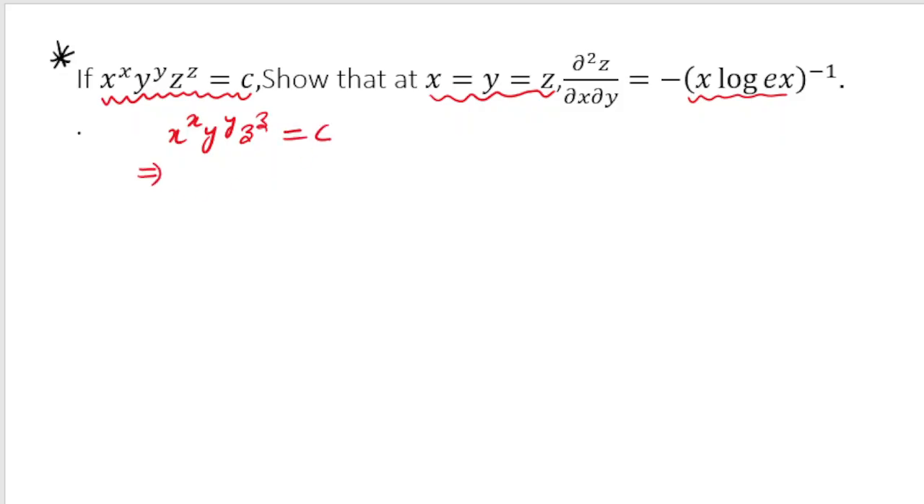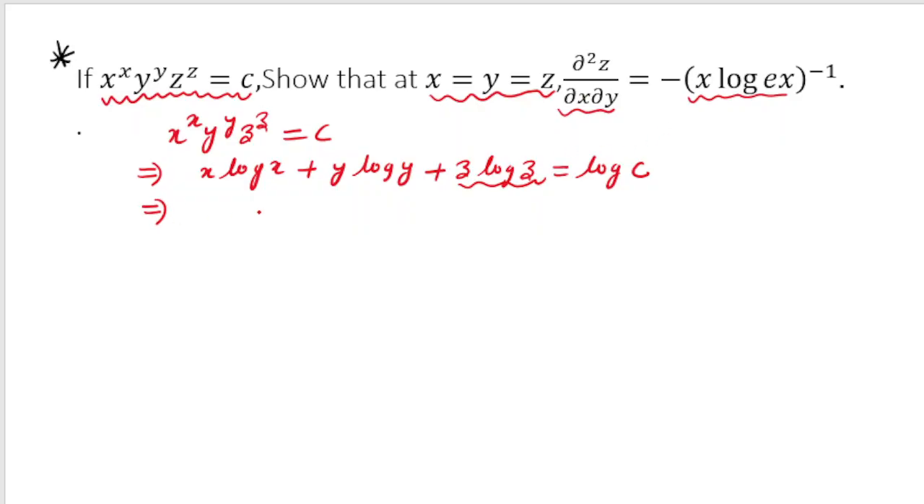So to solve it, first of all I take log on both sides. So what I will get is x log x plus y log y plus z log z is equal to log c. And we have to find del 2z by del x del y, which means I have to keep z as the dependent variable, which depends on two variables x and y.